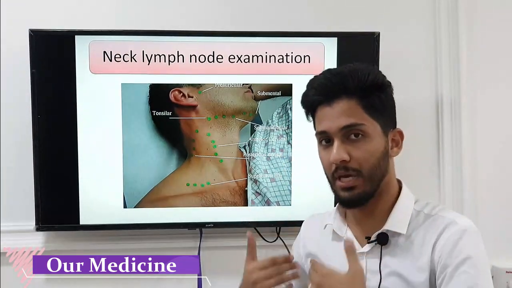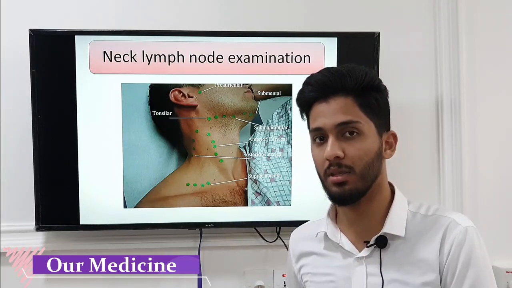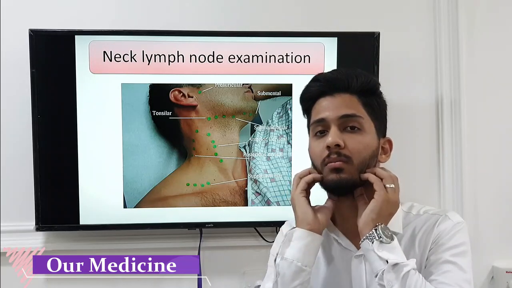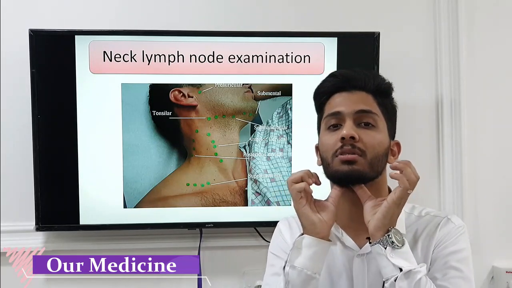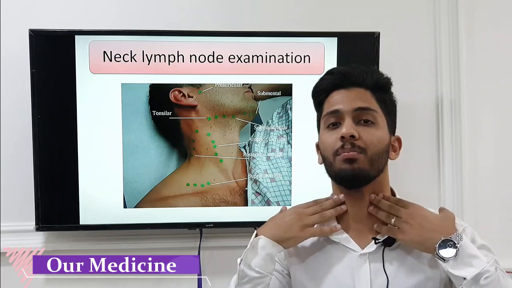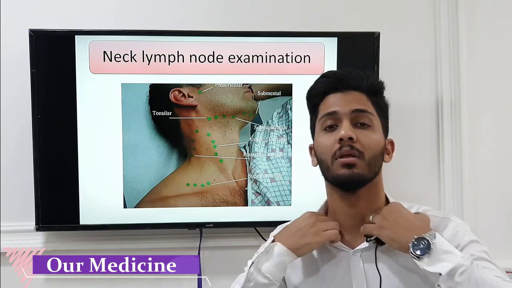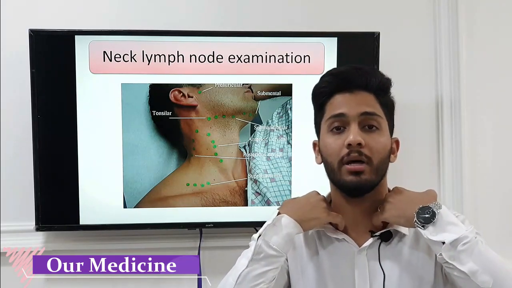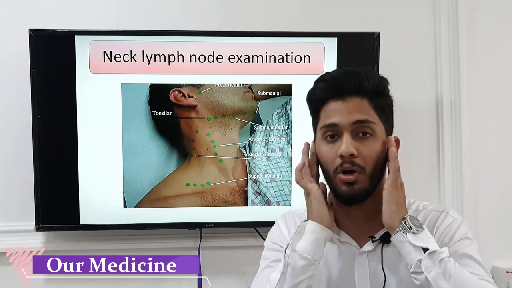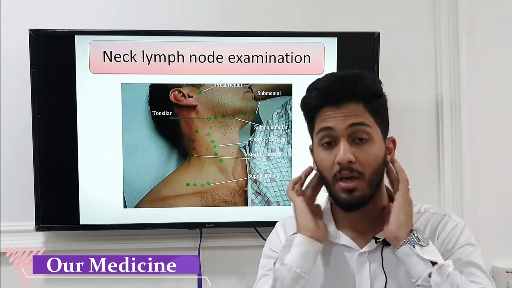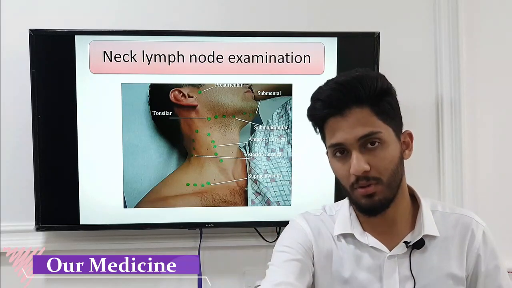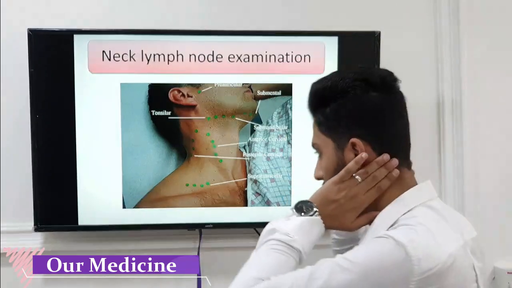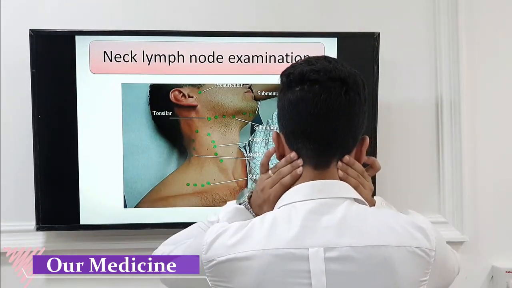You will sit behind the patient and examine the submandibular lymph nodes, submental lymph nodes, anterior and posterior cervical lymph nodes. And in the hollow above the clavicle, these are the supraclavicular lymph nodes. Then the preauricular and postauricular lymph nodes. Then sit in front of the patient and examine the suboccipital lymph nodes.